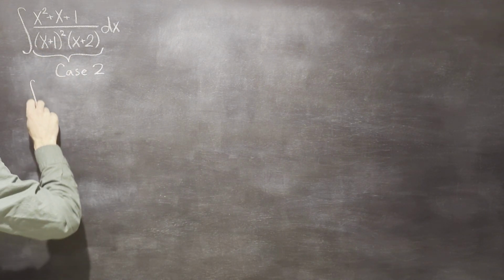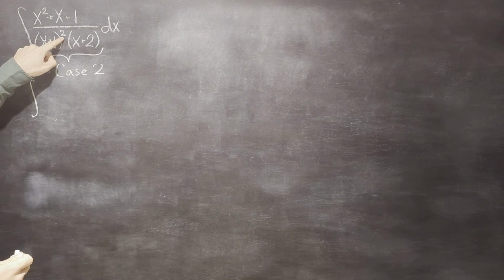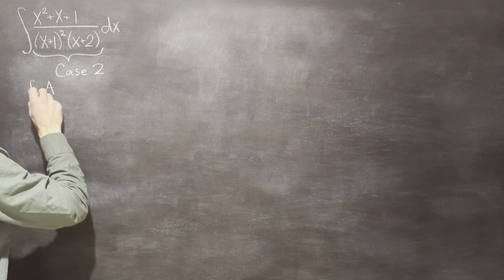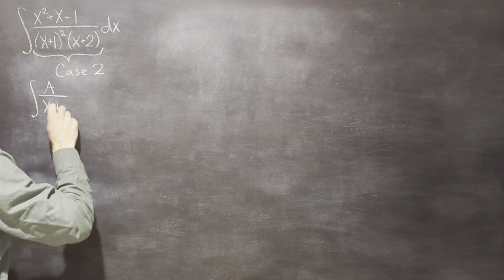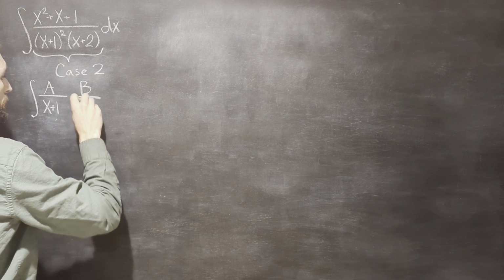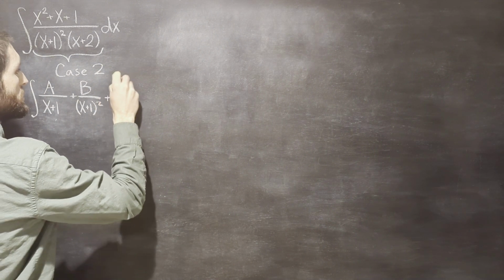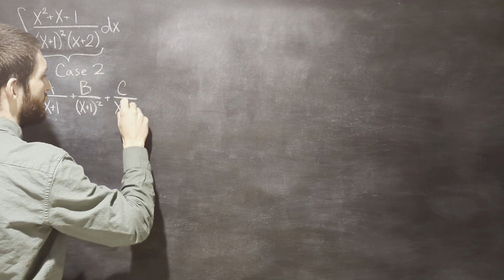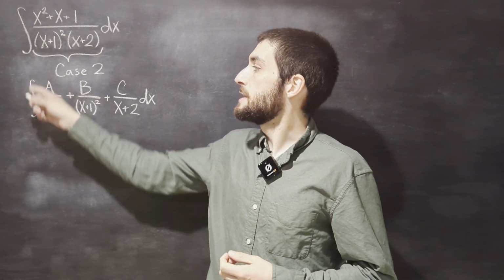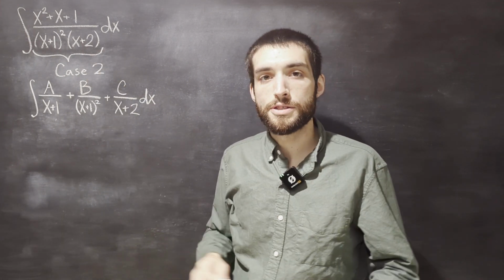So when we rewrite this integral, we need to create a term for every power of our repeated factor up until the power we were given, plus a term for our distinct linear factor. That will give us some constant a divided by (x + 1) to the 1, plus some constant b divided by (x + 1)², which is the power we were given, plus some constant c divided by x + 2. We can use this information to create an equation to solve for a, b, and c, because if these two integrals are equal, then their integrands are also equal.